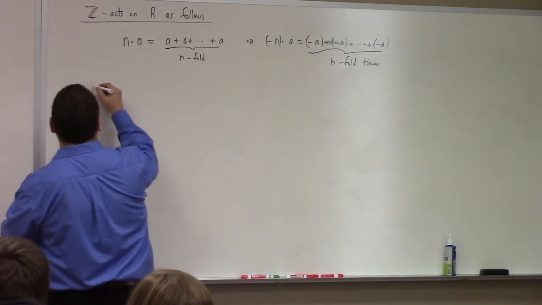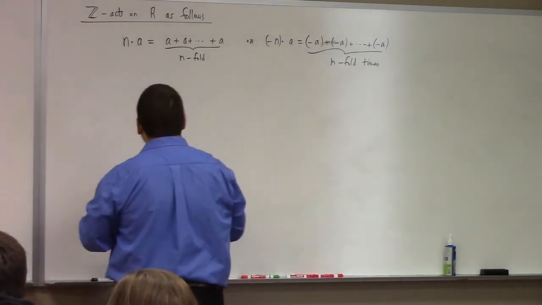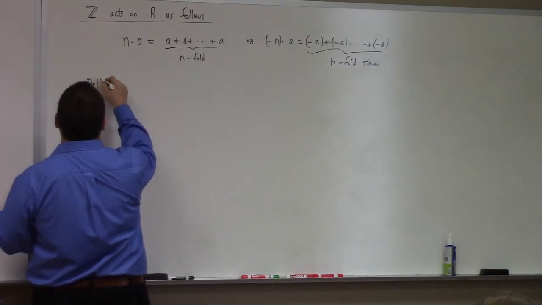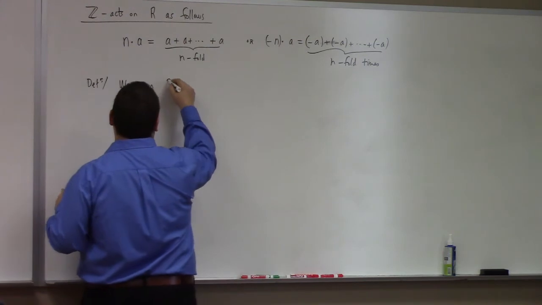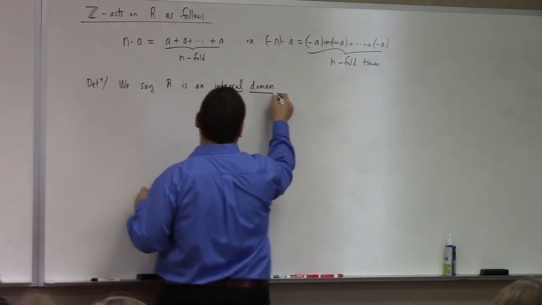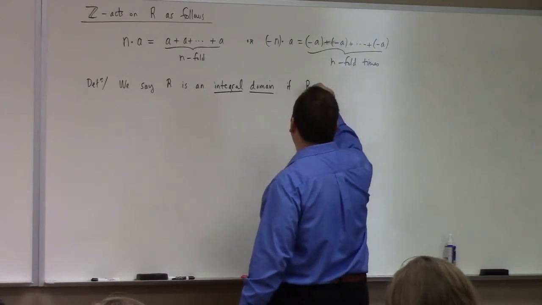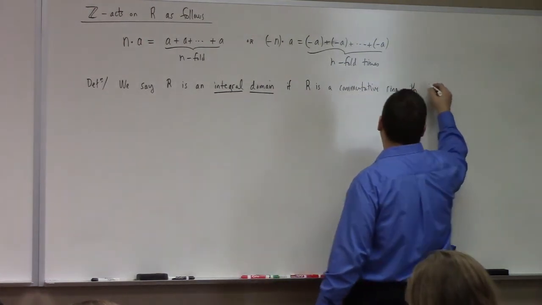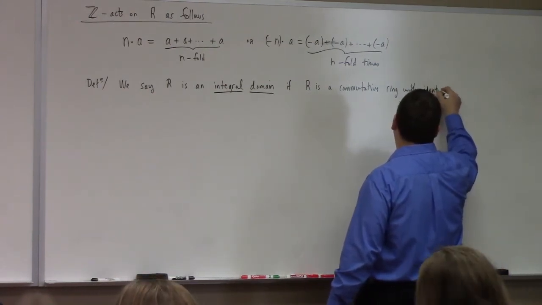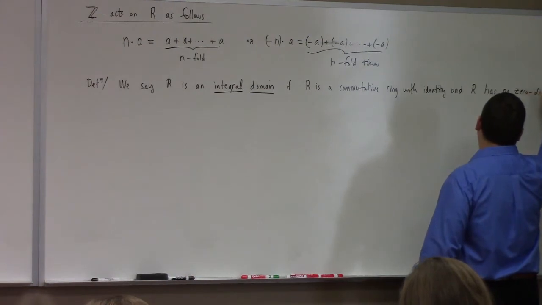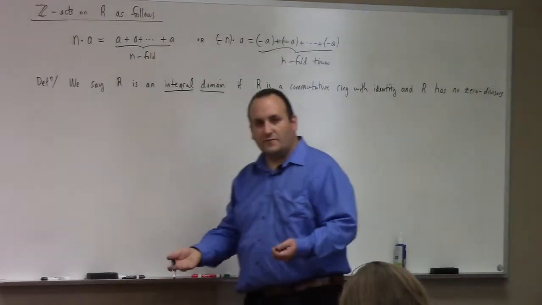Example. Actually, I'm going to divert from my notes a little bit here and just give you another definition so we can make the examples count. So here's our next definition. We say R is an integral domain. All right, what's an integral domain? If R is a commutative ring with identity, and R has no zero divisors. So an integral domain is a commutative ring with identity with no zero divisors.